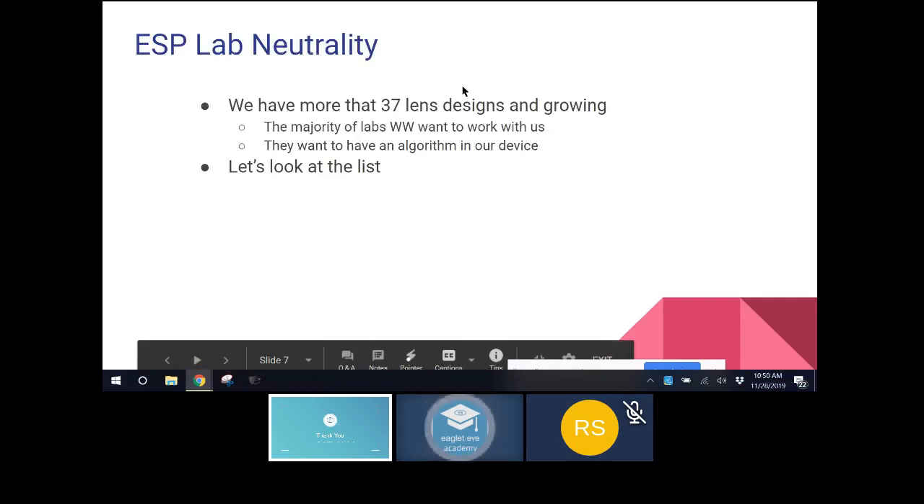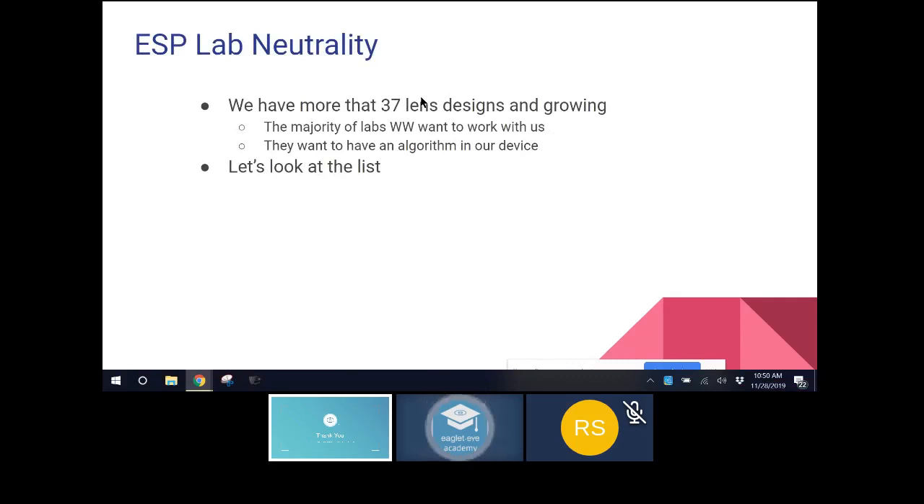So having said that, lab neutrality. We have more than 37 lens designs from more than 17 labs. So we consider ourselves lab neutral. Anybody that wants to work with us, we'll work with. And we're not selling the SP to push any particular design. We're selling the SP to allow you to fit whatever you want. And the interest in working with us has gotten significantly more important over the last 2 years as scleral topography has taken off, and these guys know this is the direction the world's going in, and they all want to have an algorithm in our device.